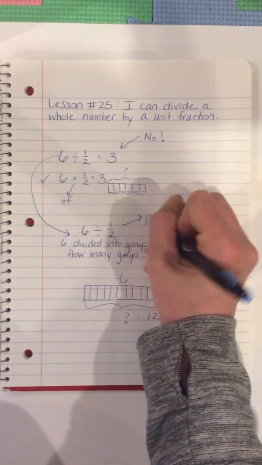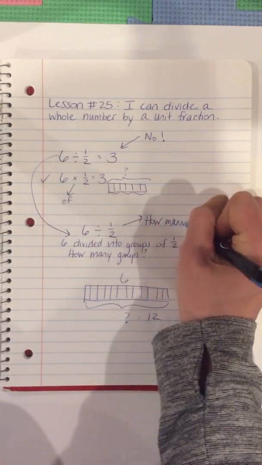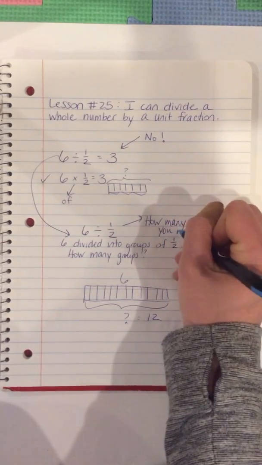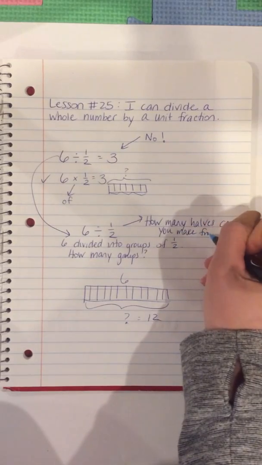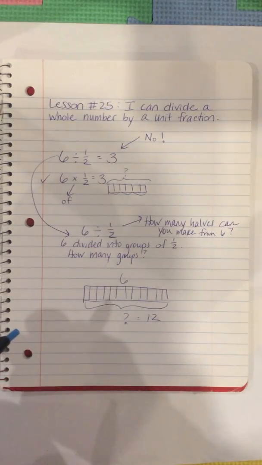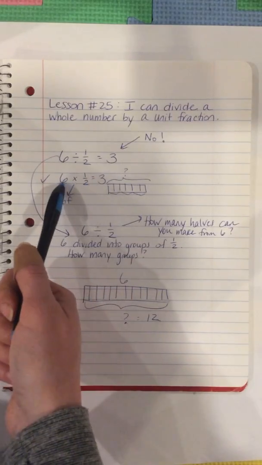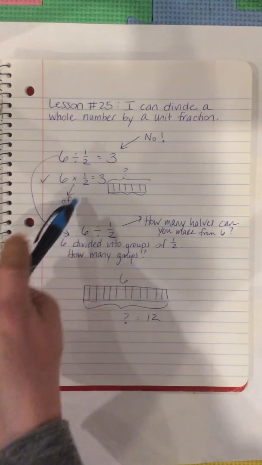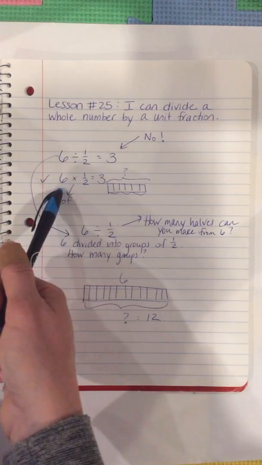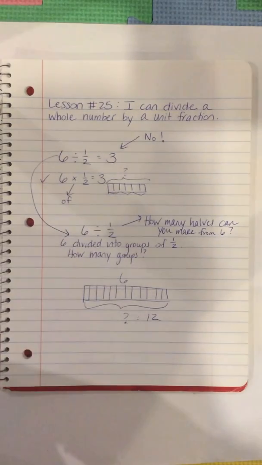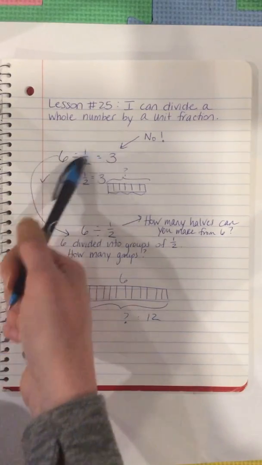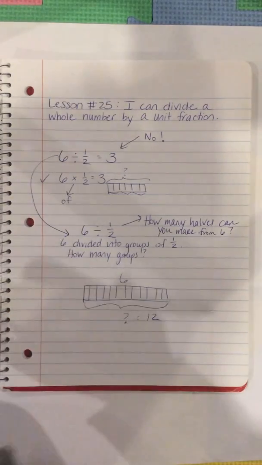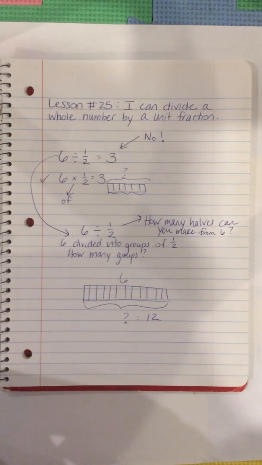So another way to think of this. How many halves can you make from 6? That is the question, not 6 divided into half, 6 divided in half. That's this. Taking half of 6, that's multiplication. Division is dividing it into groups that are that size. Please make sure you've copied this entire page down into your remote learning journal or notebook. Okay.